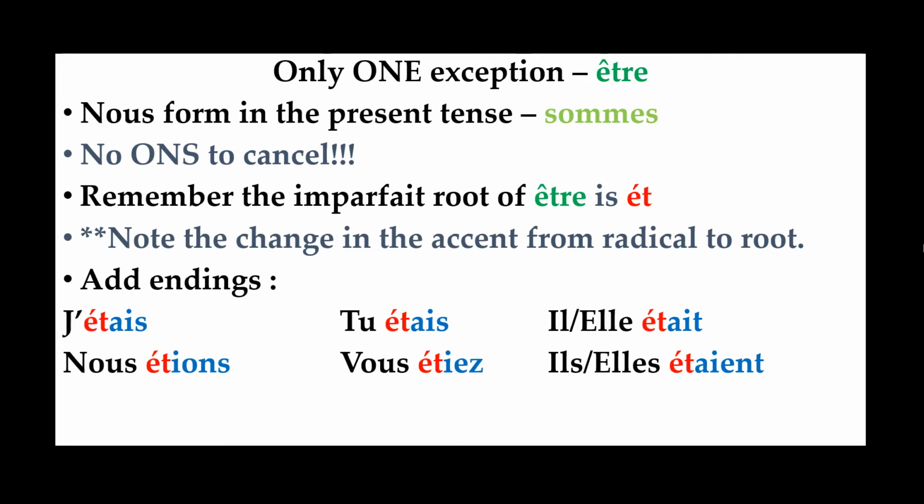There is only one major exception in the imperfect tense, which is être. When you take the nous form in the present, it is sommes, and there's no ons to cancel. So what are you going to do? Therefore, this becomes an exception. The imperfect root for être is ét, e with the accent aigu. Please note the change in accent. In the infinitive, it is e with the circumflex, but in the root, it is e with accent aigu. And then you would add the endings as usual and get the imperfect. This is the sole exception in this tense. All the other verbs follow the rules.